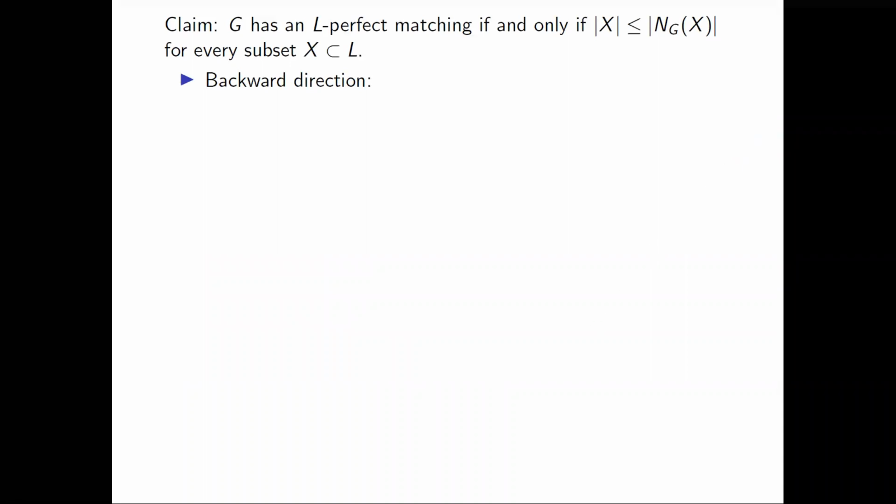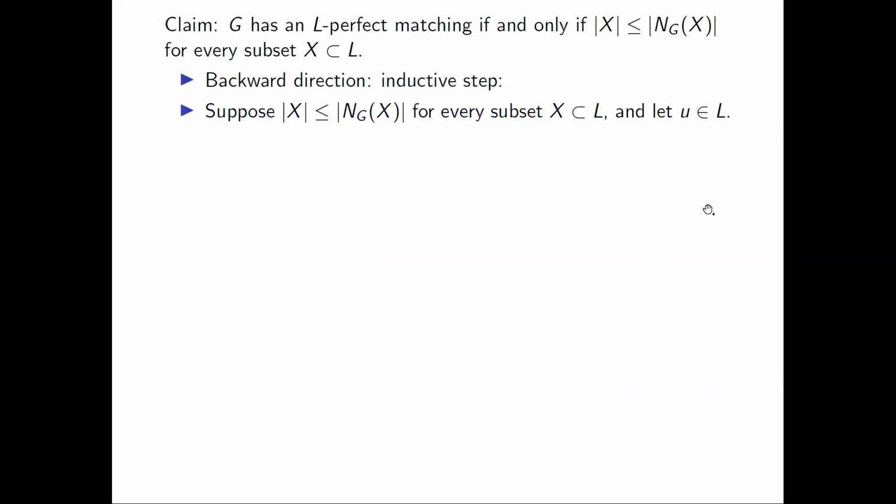So we're still doing the backward direction because the forward direction was the easy part. So here's our inductive step that we're about to prove. There's the setup. Our assumption for the backward direction is that the cardinality of X is at most the cardinality of the neighborhood of X in G for every subset of the left side. And we're just going to pick an arbitrary vertex on the left. So we have L over here, we have R over here, and then we just take some U in L.